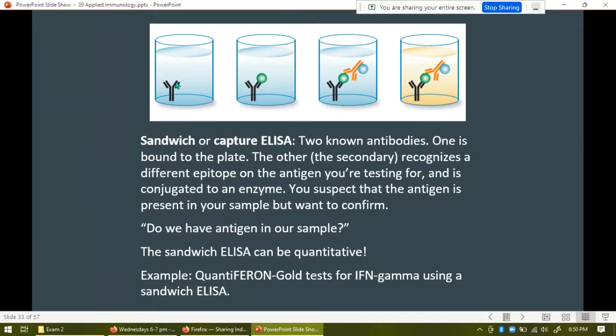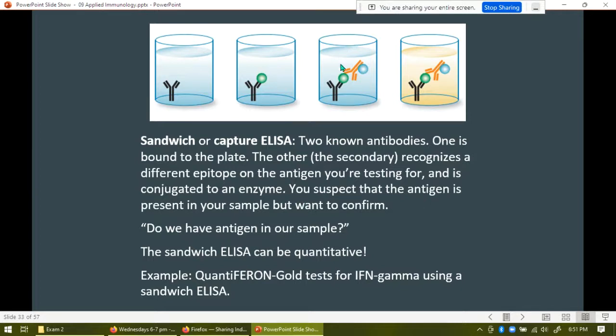One is bound to the plate by its Fc region, so it's conjugated by a covalent bond to the plate. The secondary antibody, which is the other antibody, recognizes a different epitope on the target antigen that you're testing for. So in this case, you're testing for an antigen in the sample. Always. You're always testing for an antigen in the sample when you do a sandwich ELISA. The secondary antibody recognizes a different epitope of that antigen, and it is conjugated to an enzyme. So this orange one here would be our secondary antibody.